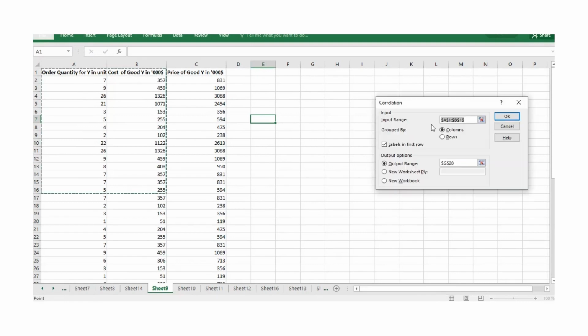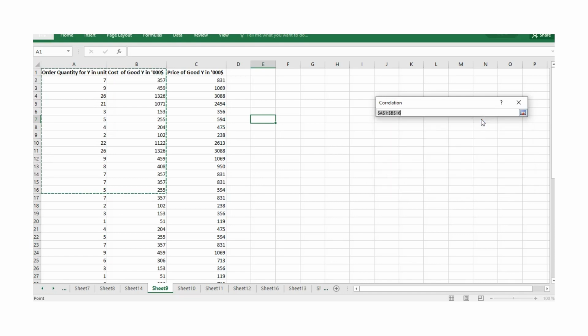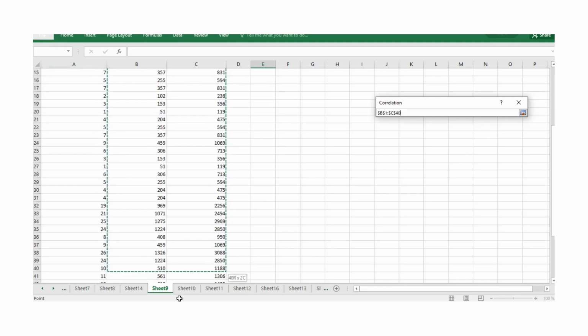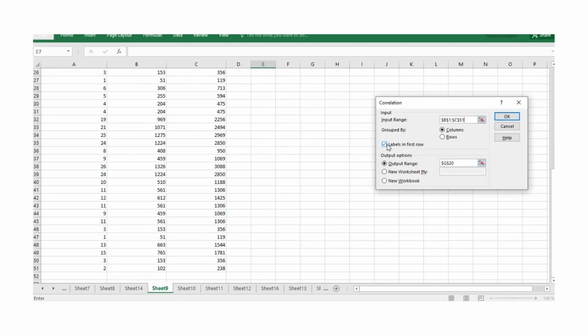So we have the input range and the output range. We start with the input range. You click on this and we are interested in the cost of good Y. We want to know the relationship between cost of good Y in $1,000 and the price of good Y in $1,000. We highlight the data. We tick the labels box because when I highlighted the data, I highlighted the title for each column.